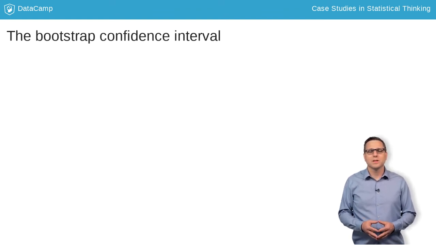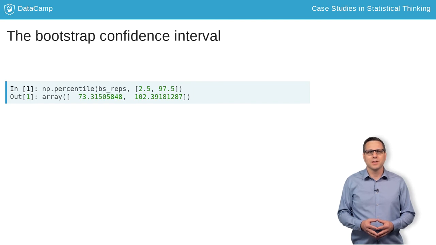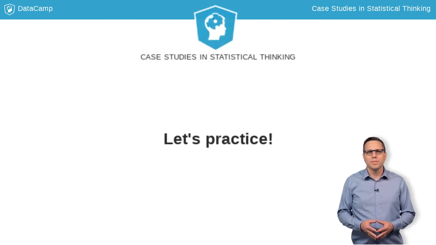We can do that using NumPy's percentile function. The first argument is an array containing the bootstrap replicates, and the second is a list or tuple with the desired percentiles. We get that the 95% confidence interval spans from 73 to 102 days. Now that you are refamiliarized with computing optimal parameters and obtaining bootstrap confidence intervals, you can quantify active bout lengths of wild-type and mutant fish.